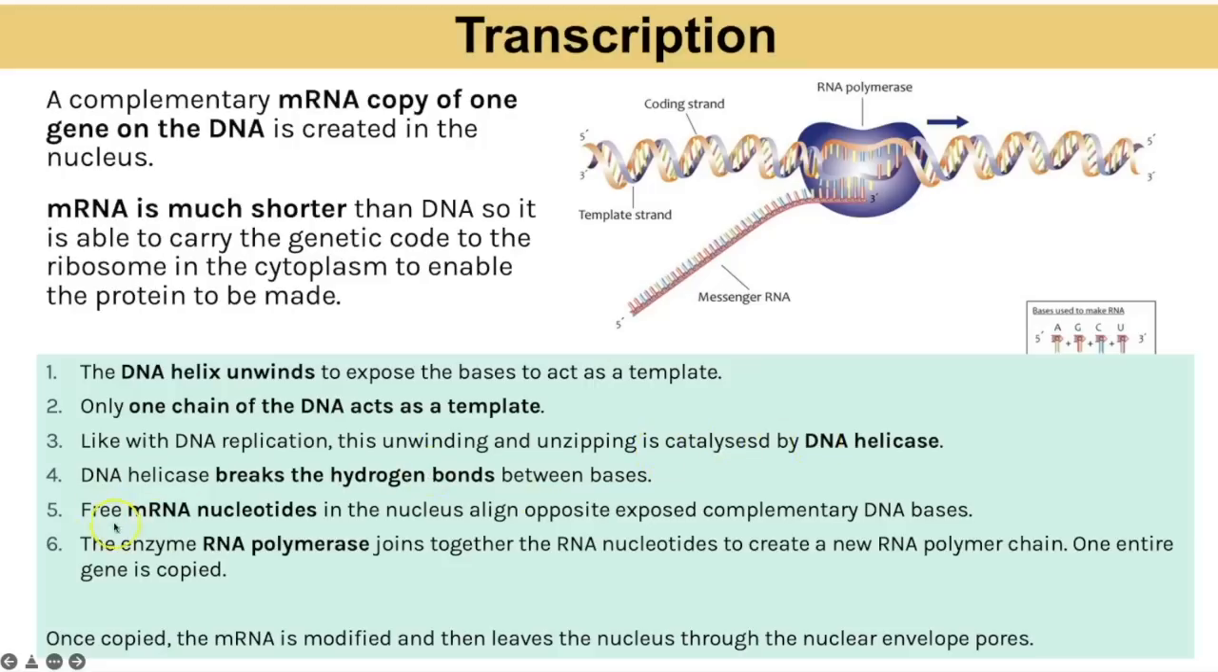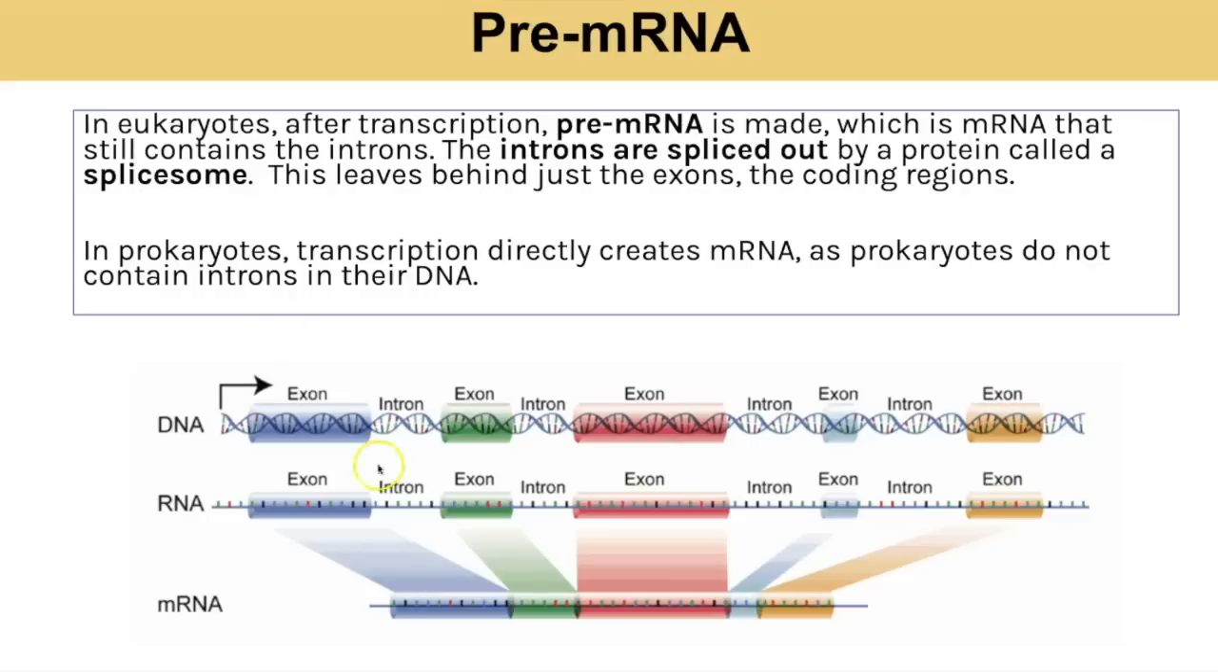In the nucleus, you then have free-floating mRNA nucleotides, and they will align opposite their complementary DNA base pairs on the template strand. The enzyme RNA polymerase will then join together those RNA nucleotides to create the mRNA polymer chain. Once it's copied, it then has to be modified, and then it leaves the nucleus via a nuclear pore. The modification that happens is this here, splicing.